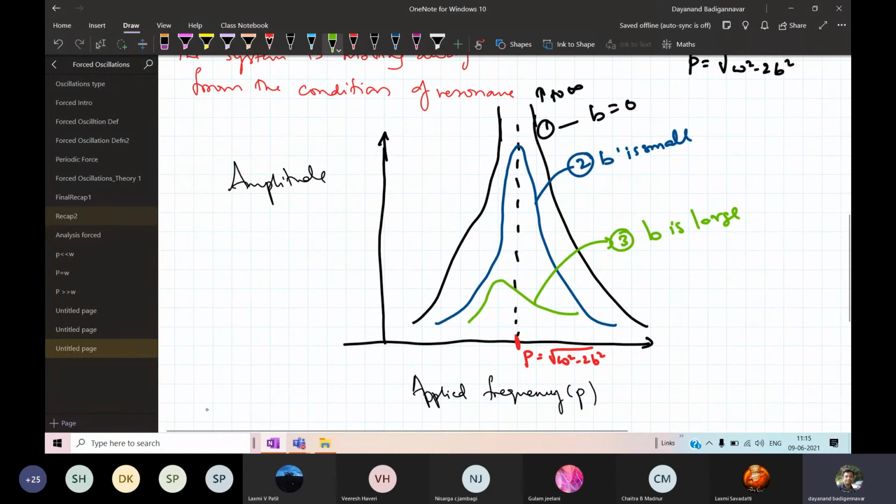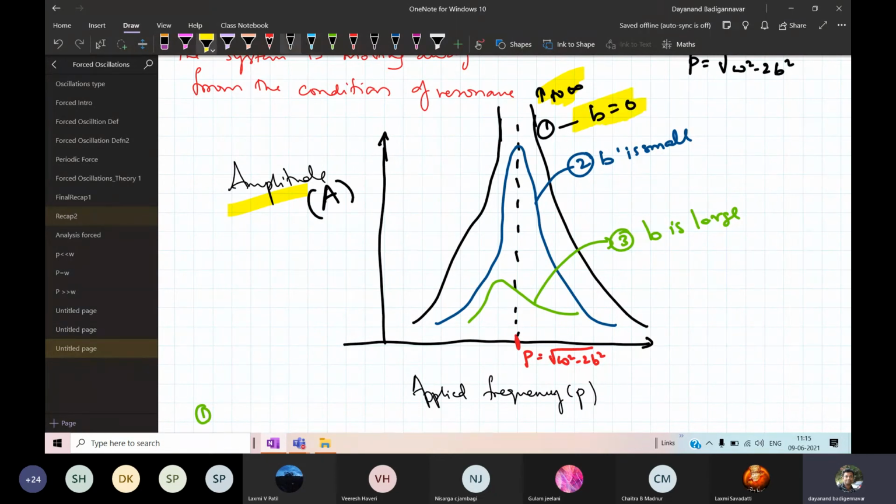When B is equal to 0, you get a graph that is extending to infinity. It is going to infinity, meaning the value of amplitude A is going to infinity. Therefore, this condition is not achievable.